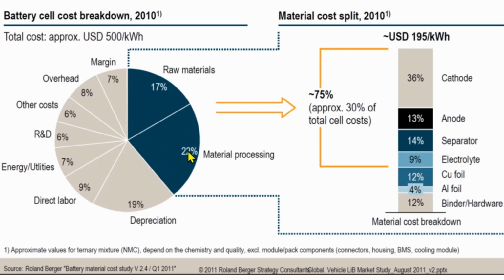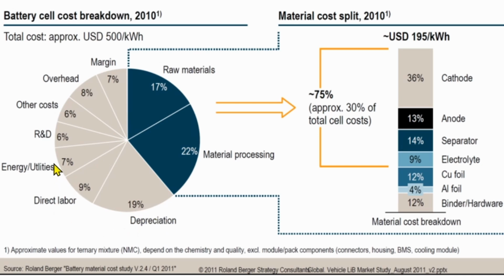Maybe the distribution is still the same, so there's 17% of raw materials, 22% of the material processing, and here you see the material cost split, so most is for the cathode, 13% for the anode, about 14% for the separator, for the electrolyte 9%, and for the other material, copper foil, aluminium foil, for the electrode material, binder and hardware. See depreciation, that means that the machines you used for manufacturing are getting old and you have to invest in new ones, and this is called depreciation.